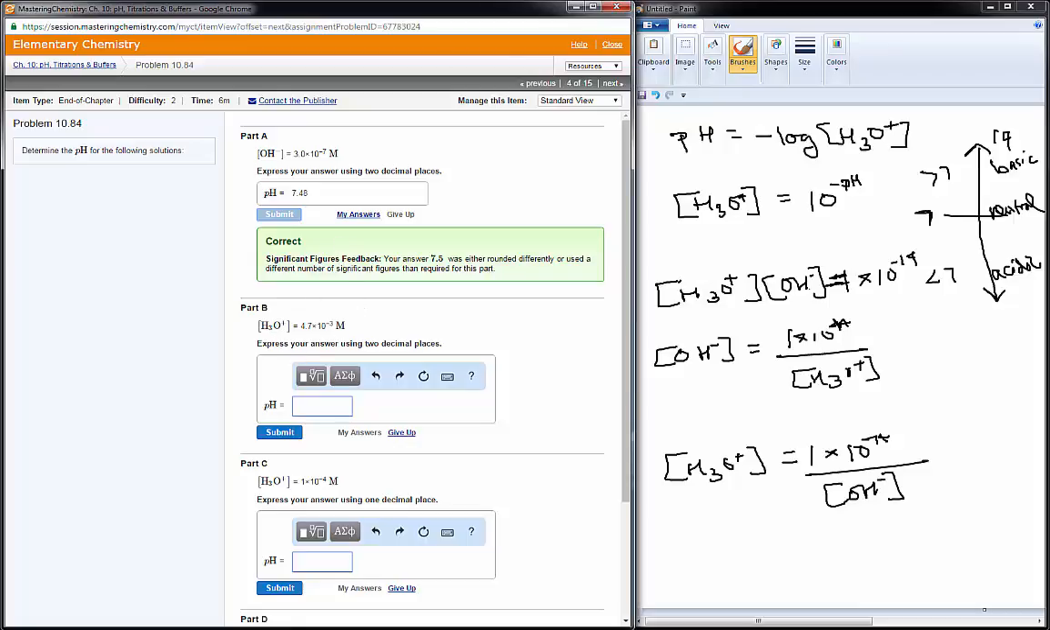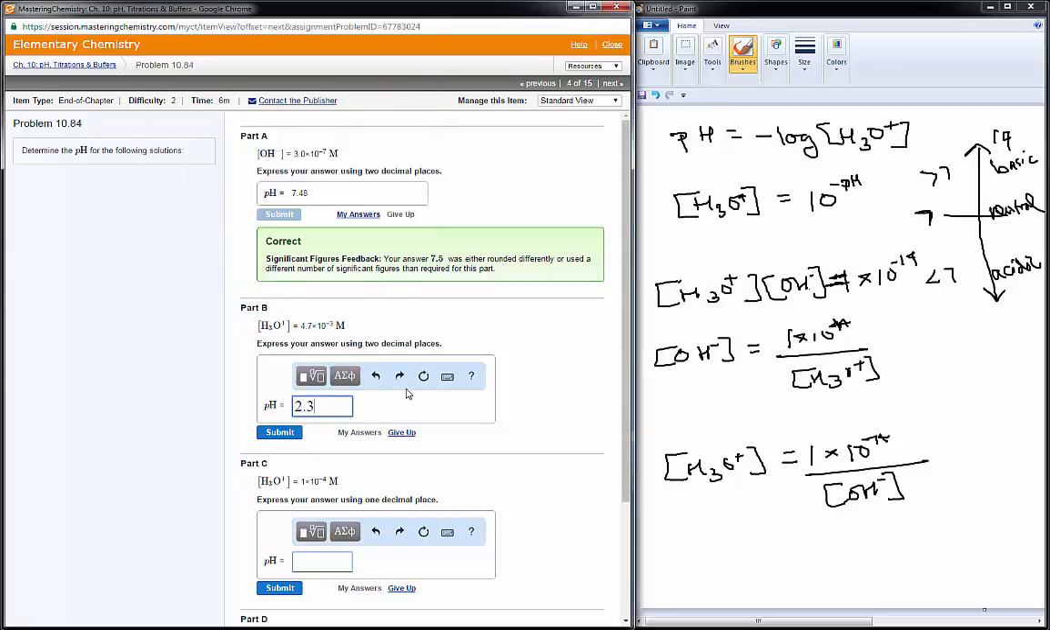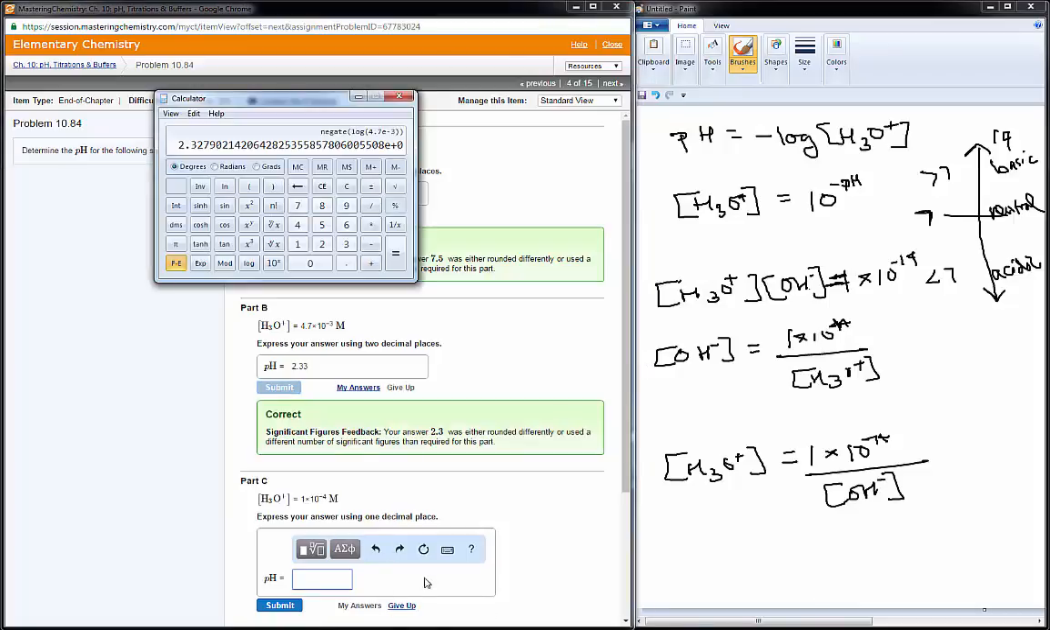All right. So the next one, we've got an H3O plus of 4.7 times 10 to the minus 3. That one's really nice because I don't have to do an extra conversion. I can just plug it in right here. Take the log, take the negative, and I get 2.3. Again, if I'm given the H3O plus, I just plug this in. I've got 1 times 10 to the negative 4th, and I take the log of that, and I take the negative of the log, and I get a pH of 4.